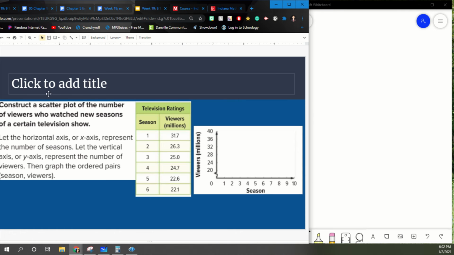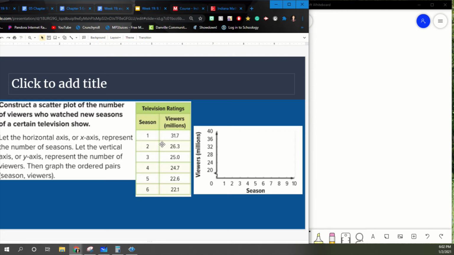So let's look at this first problem. It says construct a scatter plot of the number of viewers who watch the new seasons of a certain TV show. Let the horizontal axis, or x-axis, represent the number of seasons. Let the vertical axis, or y-axis, represent the number of viewers. Then graph the ordered pairs, seasons, comma, viewers. So it gives us seasons, comma, viewers because this is our x, this is our y. We have seasons on our x, and viewers on our y, in millions.